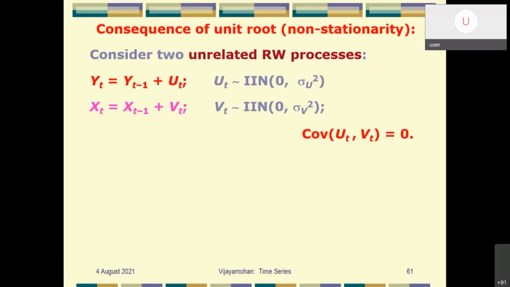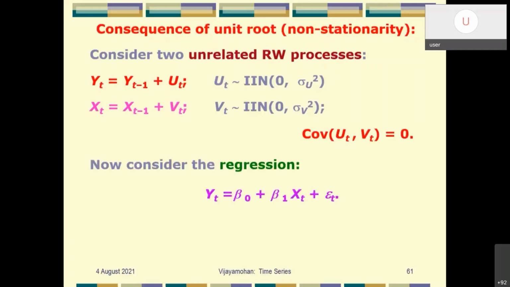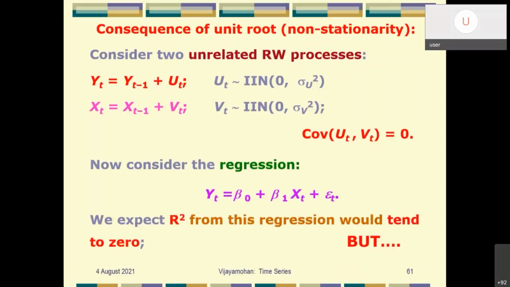Now, suppose we fit a regression of YT on XT. We know that YT and XT are two unrelated random walk series, so there is no way we can have a valid regression. If there is no relationship between YT and XT, the R squared from this regression must be around 0. It must tend towards 0, close to 0. But what will happen when we do this? Here, I am giving the example.